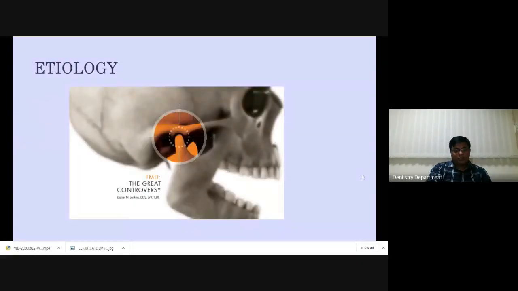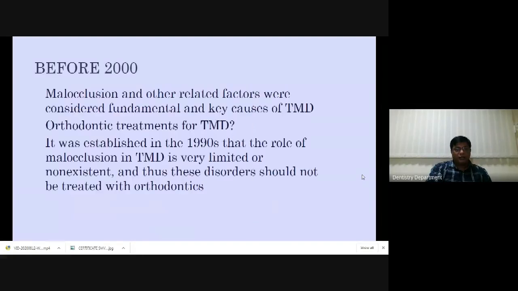So what is the real etiology of this TMD? I'm going to go in three phases: before 2000, from 2000 to 2010, and 2010 onwards. Before 2000, most people thought that malocclusion and other related factors were the fundamental and key causes of TMD, which is absolutely wrong. They found that people with good occlusion were also getting TMD, temporomandibular joint disorder, temporomandibular disorder.